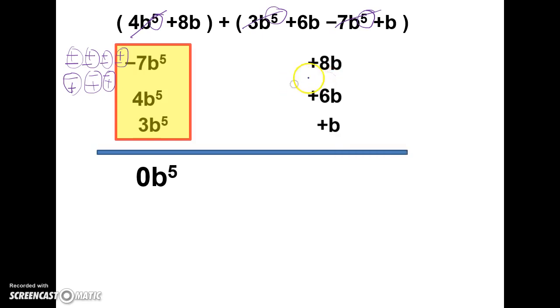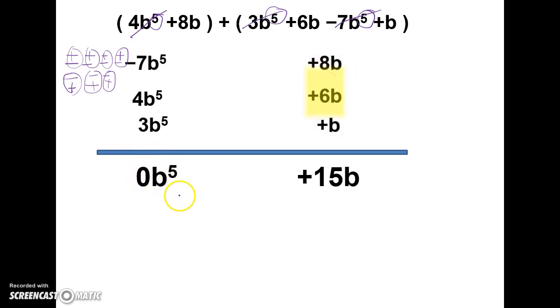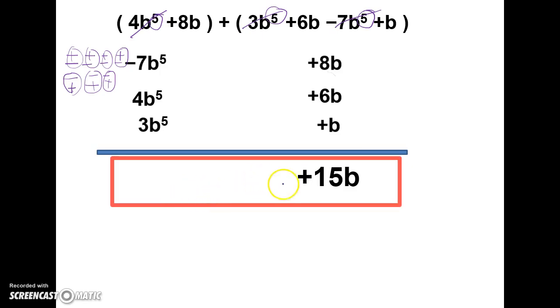Let's deal with this right here. 8 plus 6 plus 1. Calculate that out. Should get 15B. Again, this is just going to be 0. 0 times anything is just 0. So that's our answer.